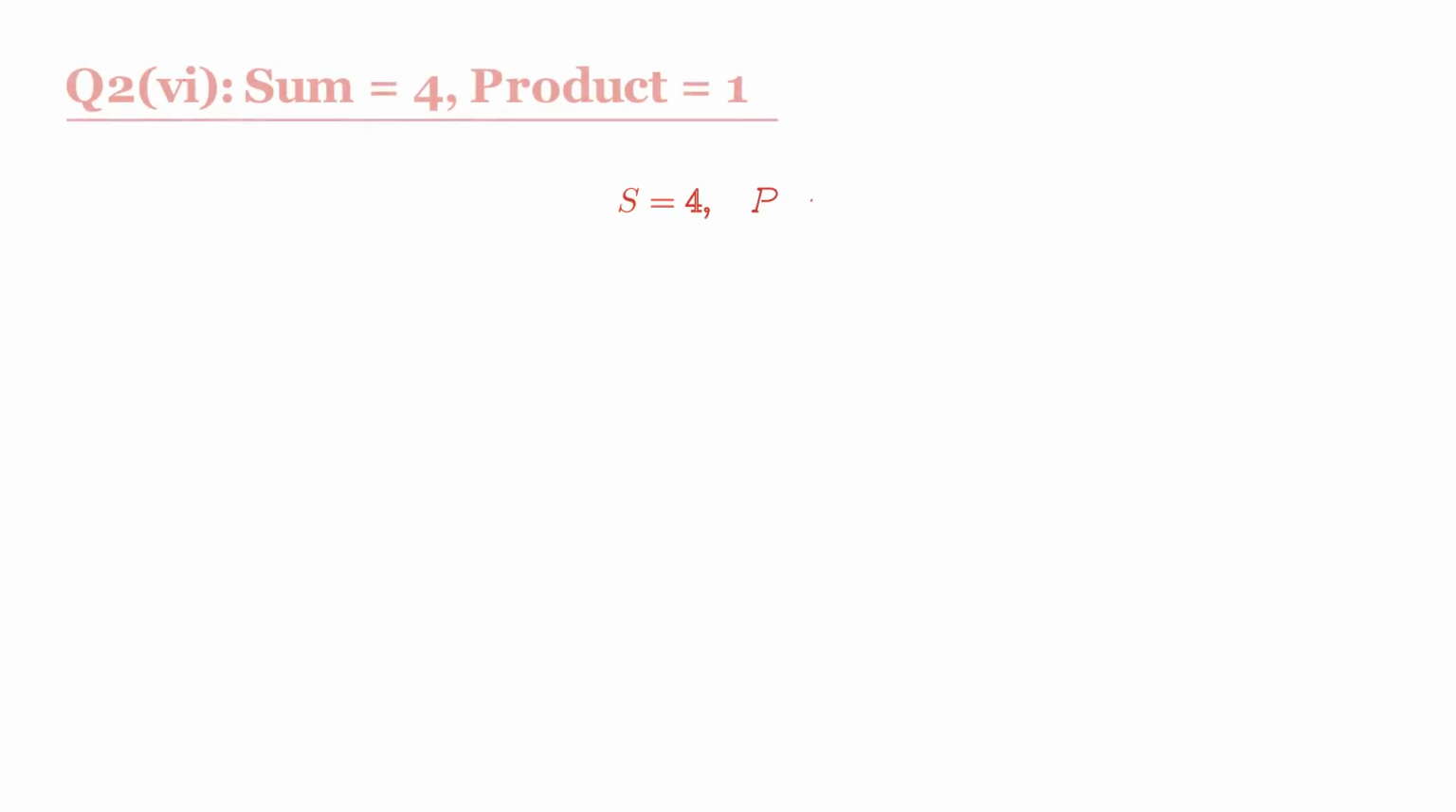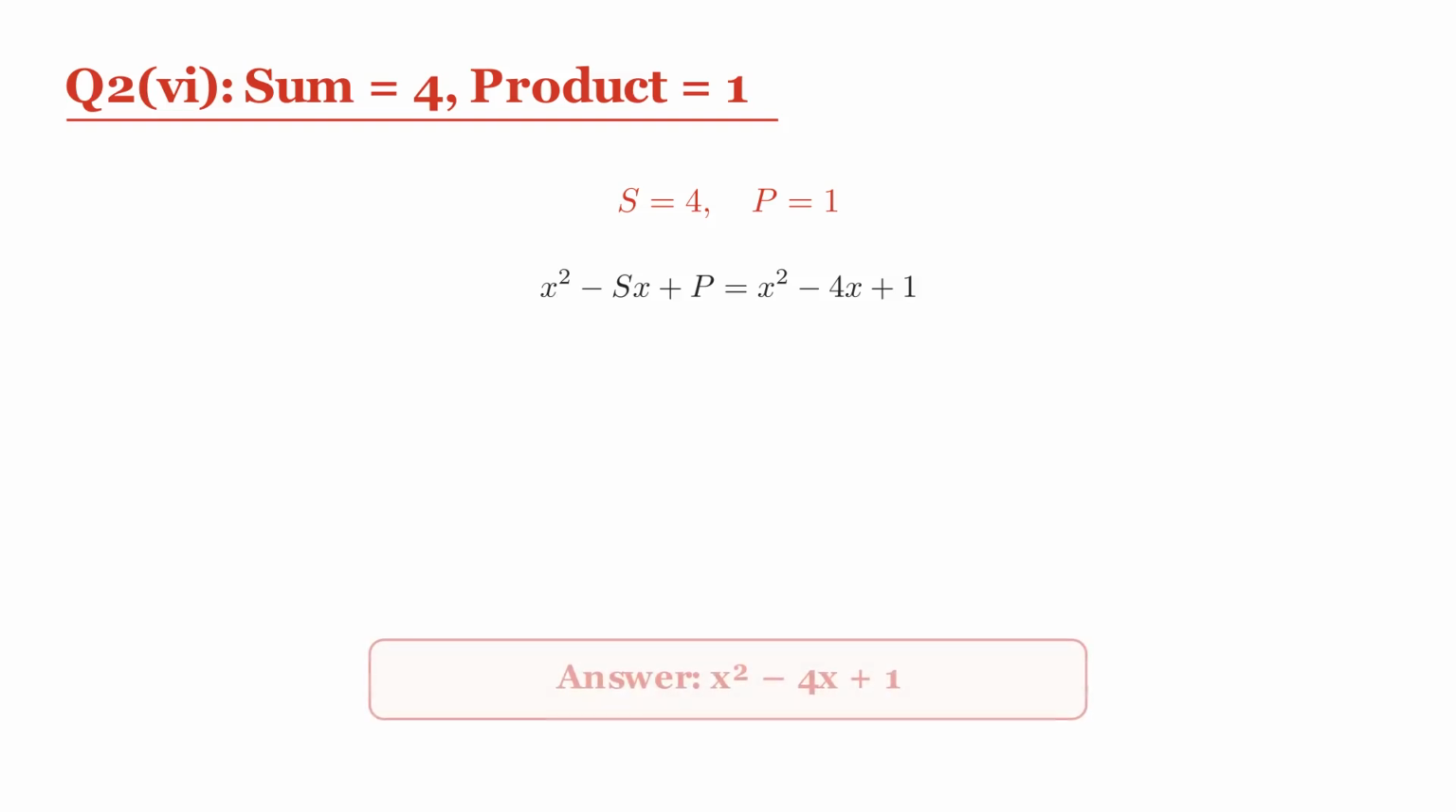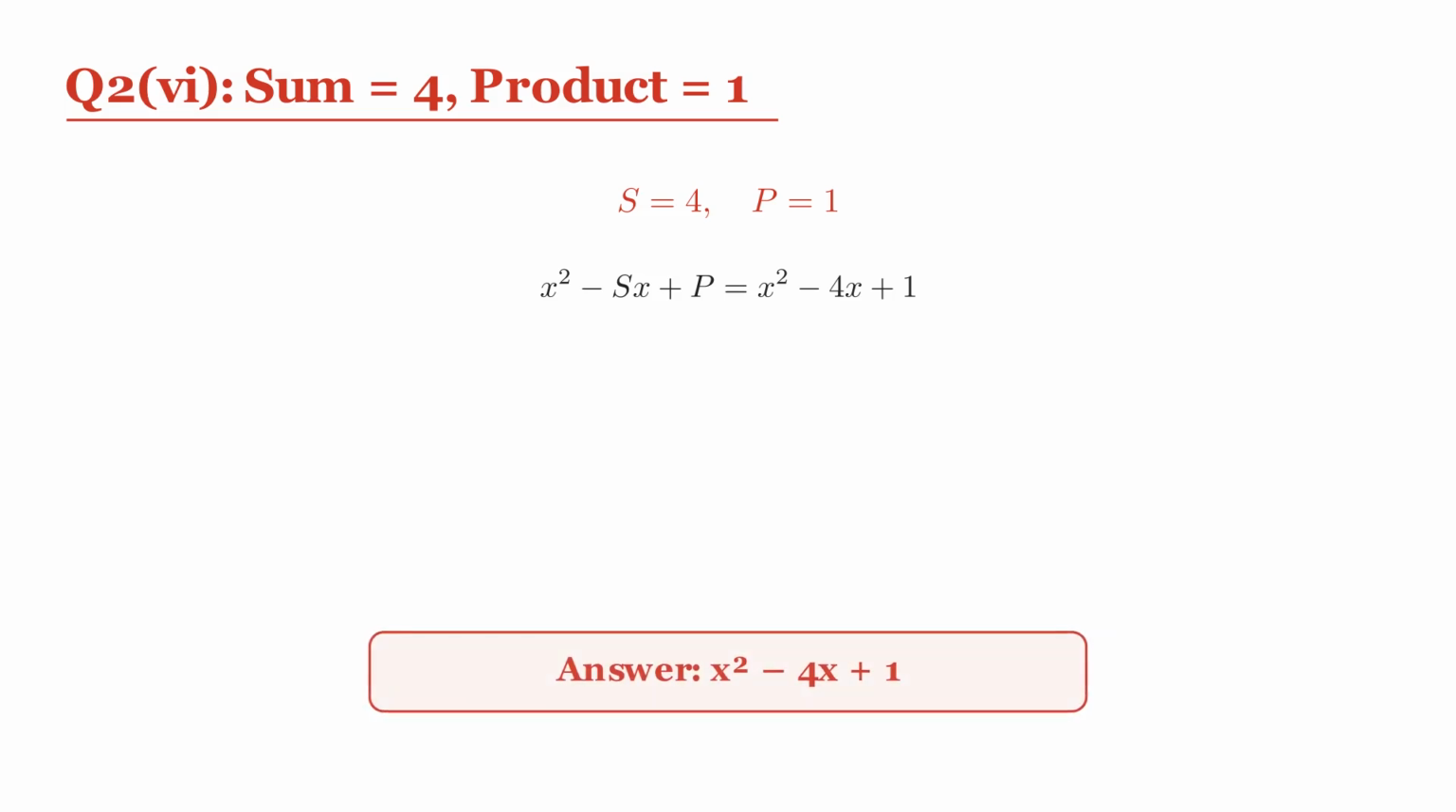Question 2, Part 6. Sum equals 4, product equals 1. Apply the formula x squared minus sx plus p. Substitute s and p: x squared minus 4x plus 1. No fractions to clear. The final answer is x squared minus 4x plus 1.